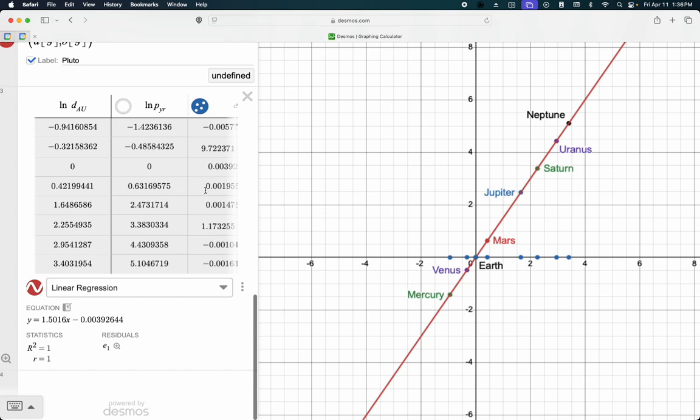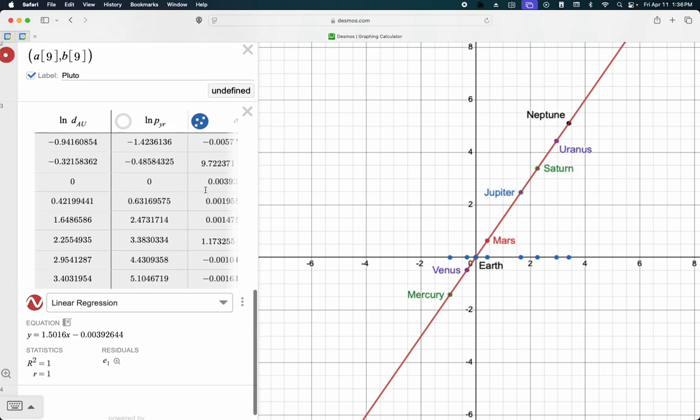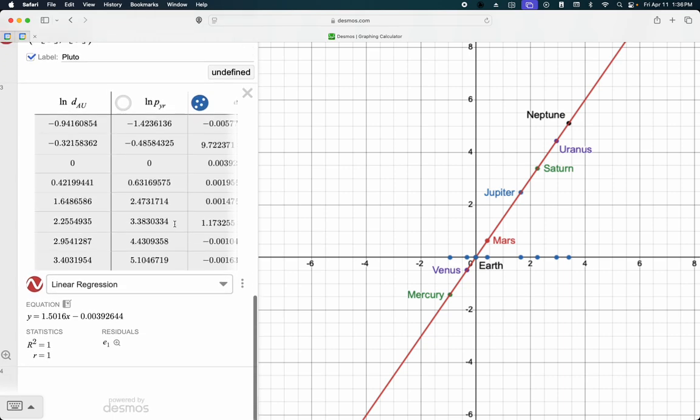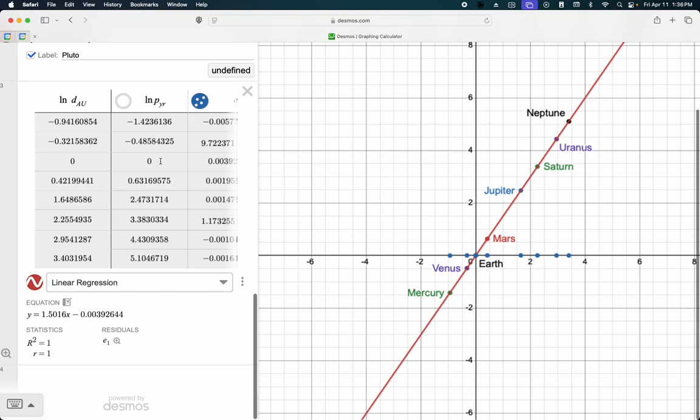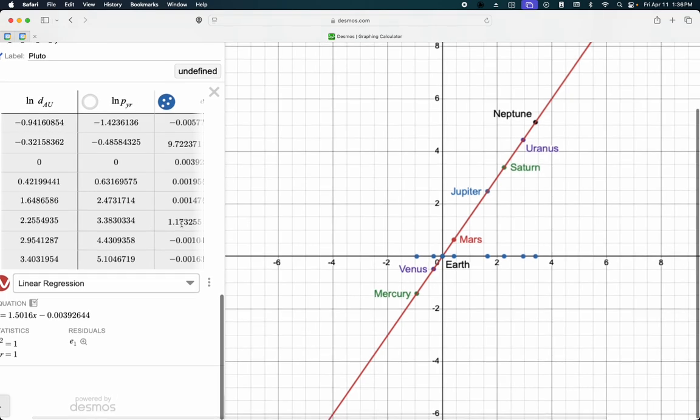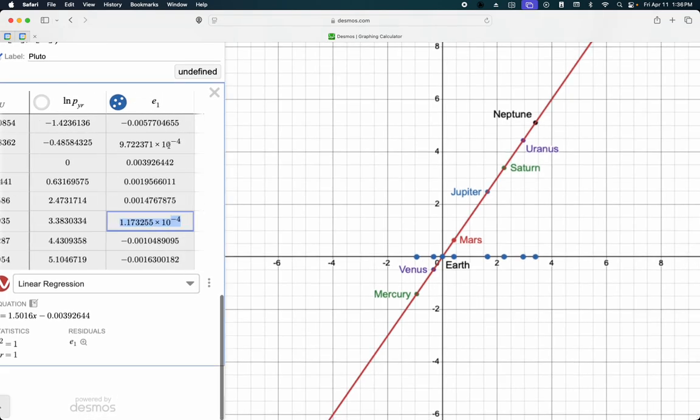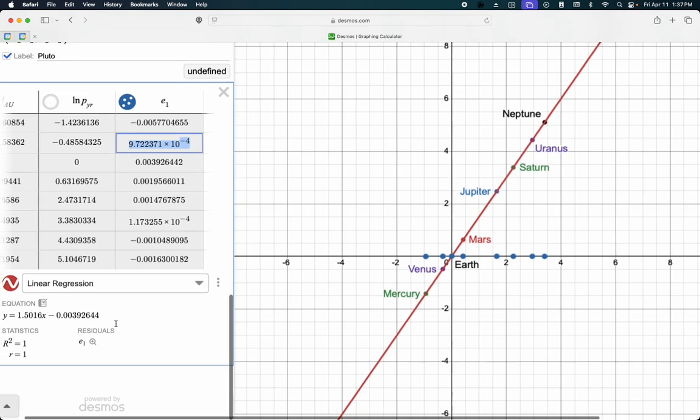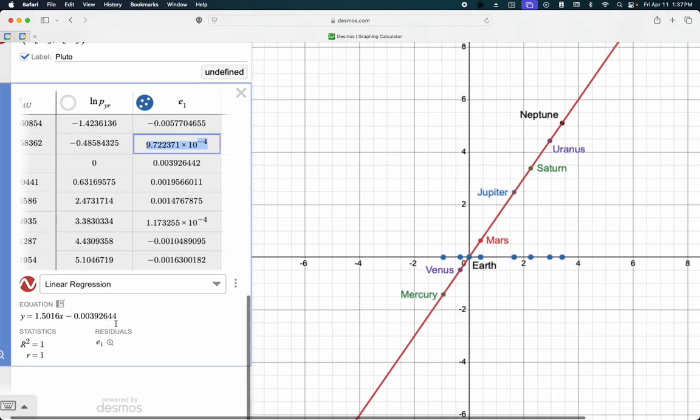Venus is off quite a bit, and then look at Mars, Earth, sometimes Jupiter, Saturn. It'll say like 9.7 times 10 to the minus 12. Oh, I see. Oh no, this is tiny. This is times 10 to the minus 4. So these variations are tiny. And the blue dots tell you graphically.